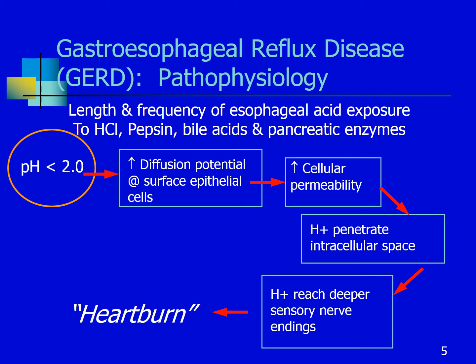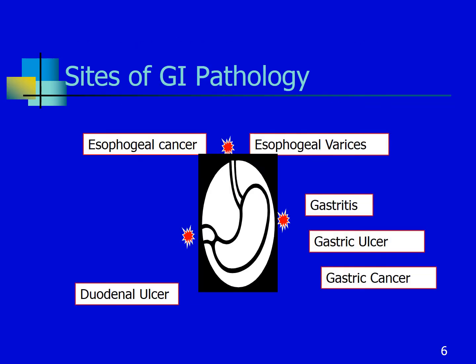All right, next slide. So this slide is showing you the sites of some GI pathology. If someone is diagnosed with esophageal cancer, it's above the stomach because it is in the esophagus, the upper part of the esophagus, and that's the same area where esophageal varices may form, and we'll talk about that a little later as well. Gastritis, gastric ulcer and gastric cancer are in the stomach, versus the duodenal ulcer, which is at the duodenum area.